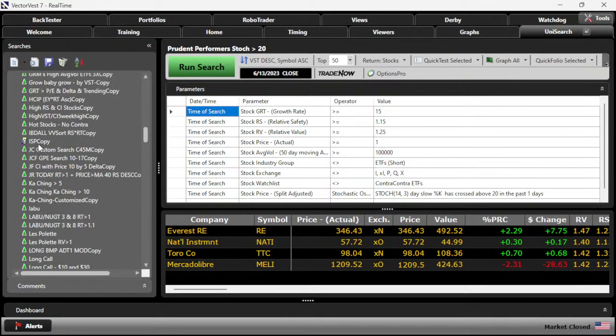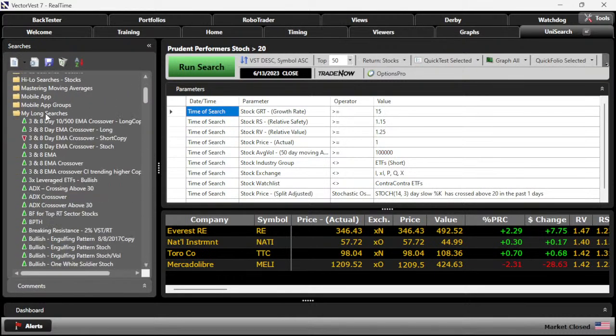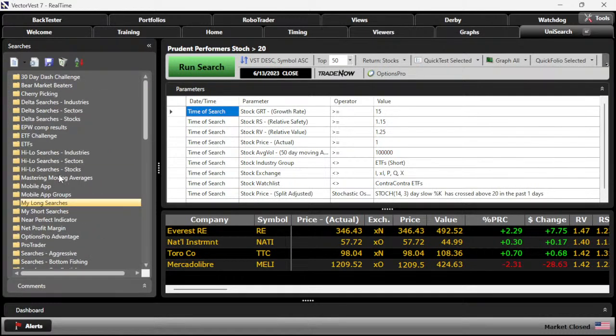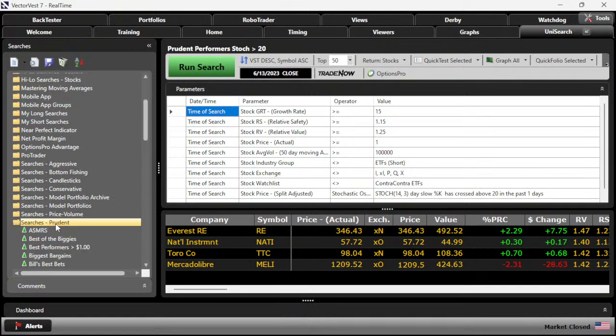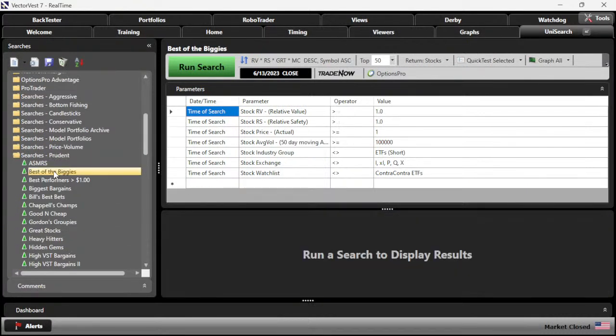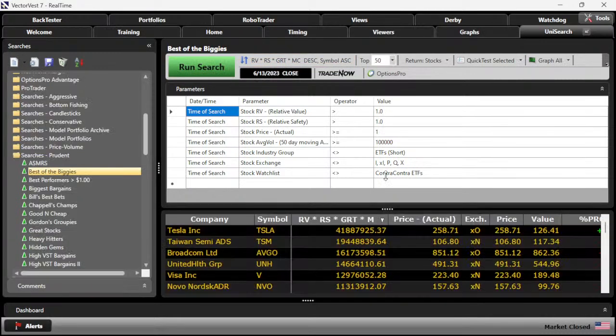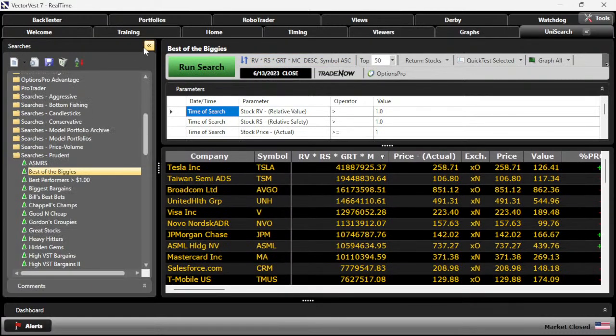I could do the same thing with a search like best of the biggies. Look at this. Look at the parameters here. Best of the biggies. We want the RV to be greater than 1. We want the RS to be greater than 1. And look at the sort: RV times RS times GRT times market cap. If I run that search, look at what you got. Tesla, Broadcom, United. Look at that. United, Visa, JP Morgan, MasterCard, Salesforce.